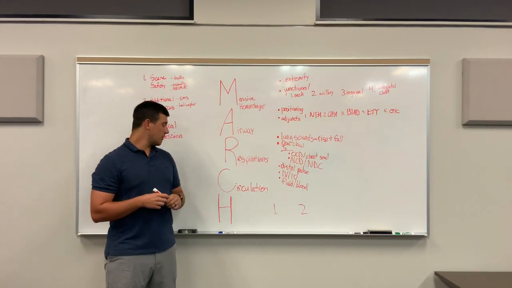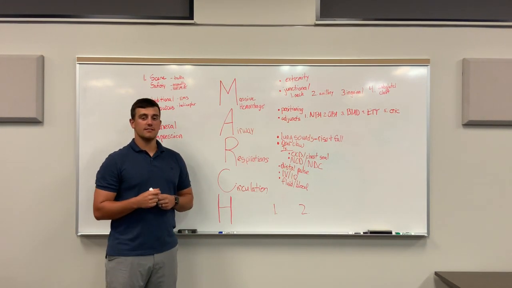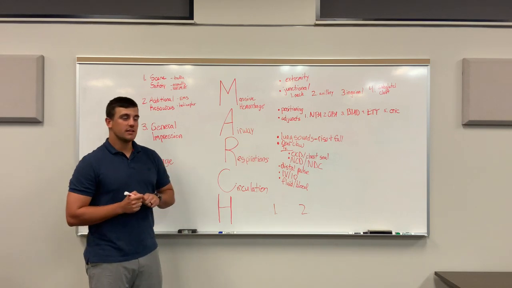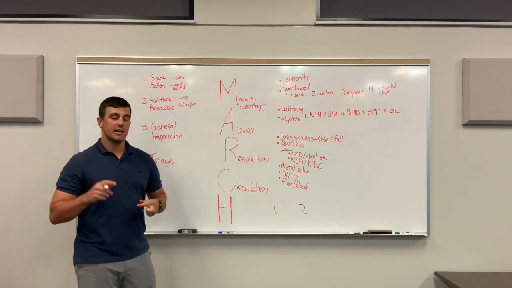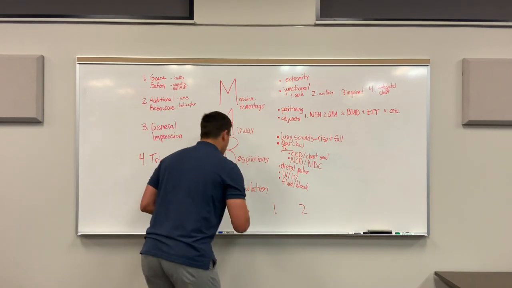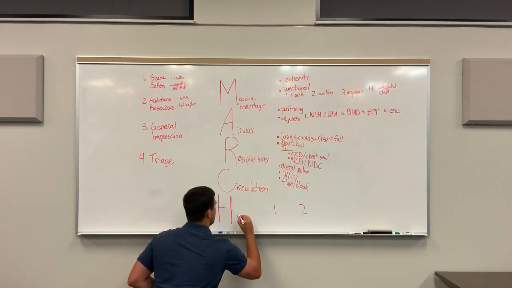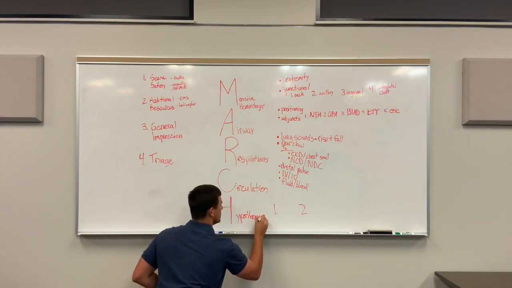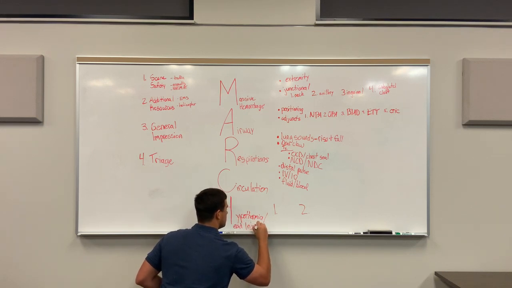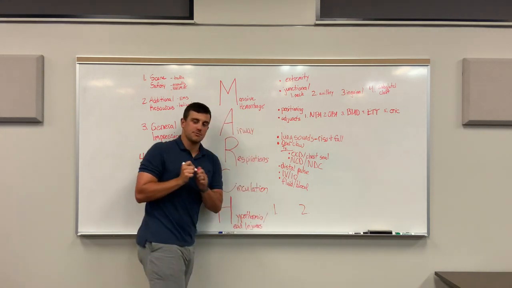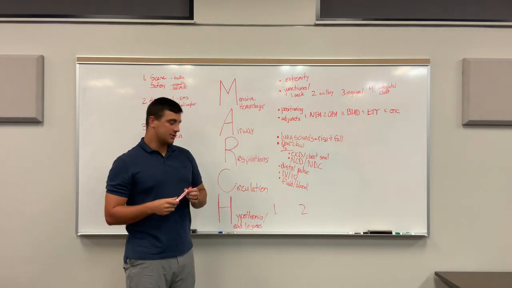The last stage of our March algorithm we're going to look at is the letter H. This is the last thing that we're assessing and treating before moving into our secondary assessment. And what our H is going to stand for is hypothermia, as well as, this is a two-parter, head injuries. So we are assessing our patient for signs and symptoms of hypothermia and head injuries.